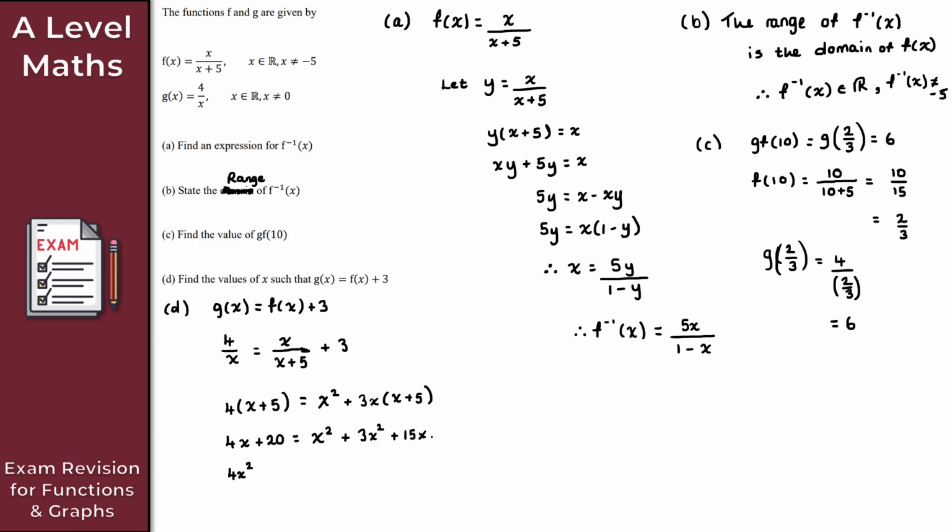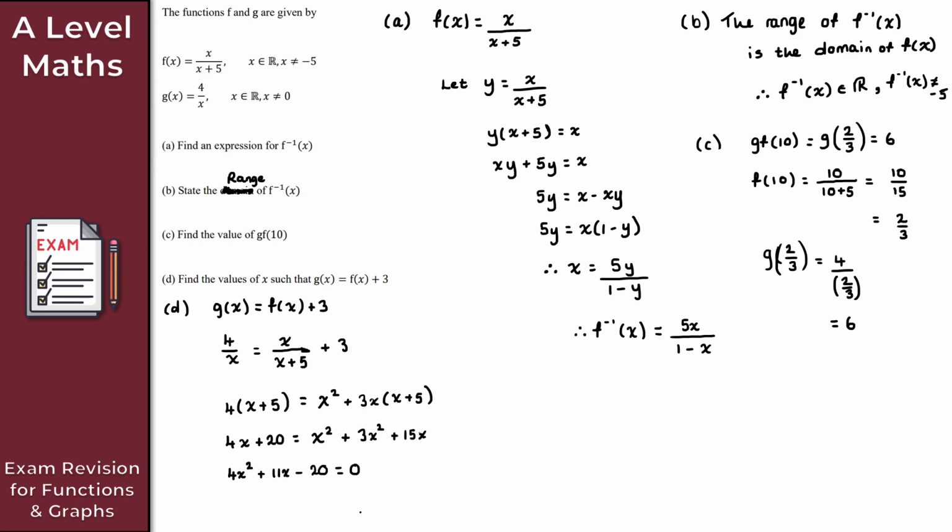I've got 15x here. If I subtract 4x off both sides then, I get plus 11x. And then finally, subtract 20 off both sides here. So we get 4x squared plus 11x minus 20 is equal to 0.